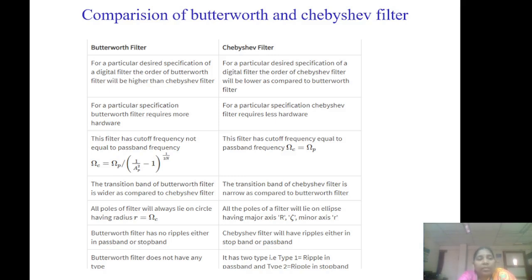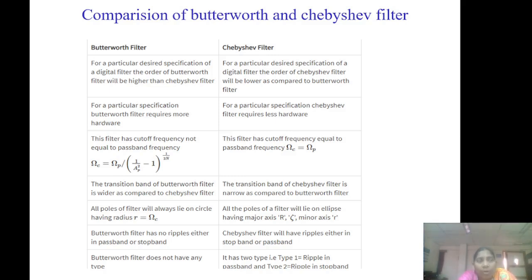The second important difference is that the Butterworth filter requires more hardware, but the Chebyshev filter requires less hardware. And in the case of the Butterworth filter, the cutoff frequency is not equivalent to the passband frequency.